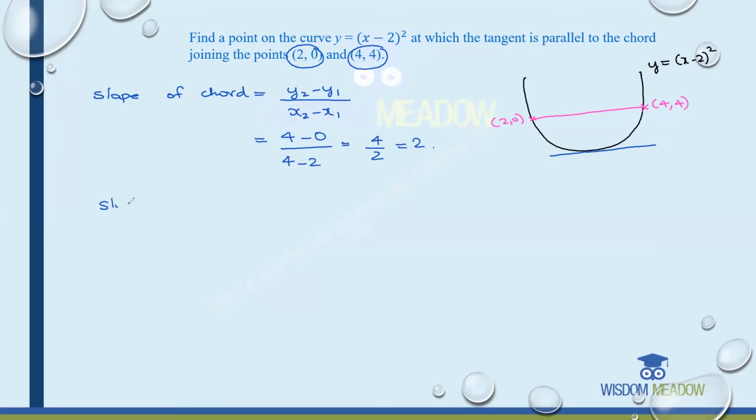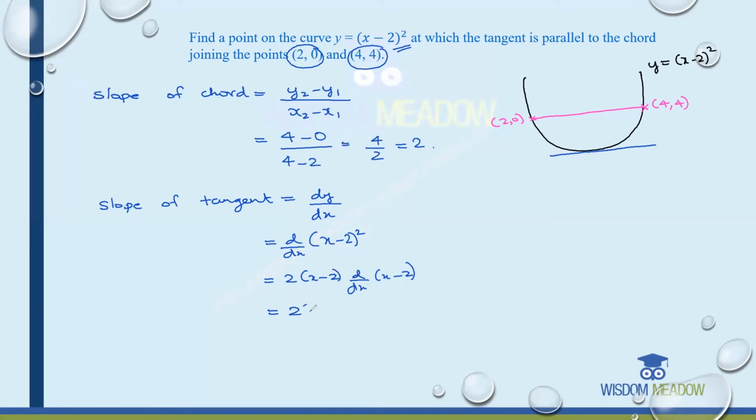Now, slope of tangent. We know that the derivative gives us the slope of the tangent. That's equal to dy by dx. That is d by dx of y, which is given as x minus 2 the whole square. So that's going to be, by the power rule, 2 into x minus 2 into the derivative of x minus 2. The derivative of x minus 2 is 1. So 2 into x minus 2.